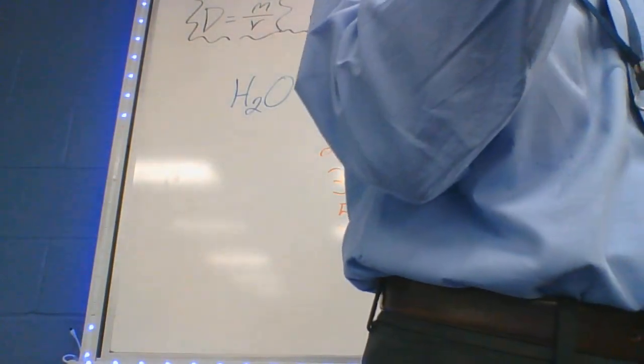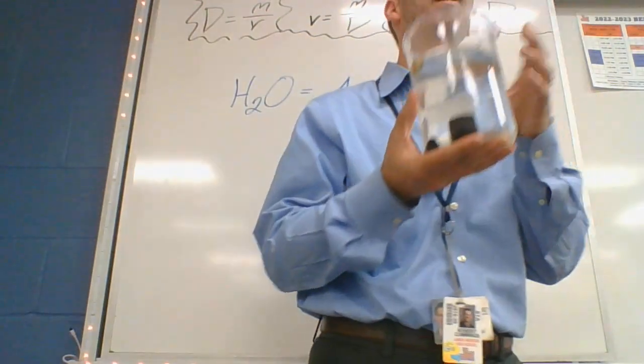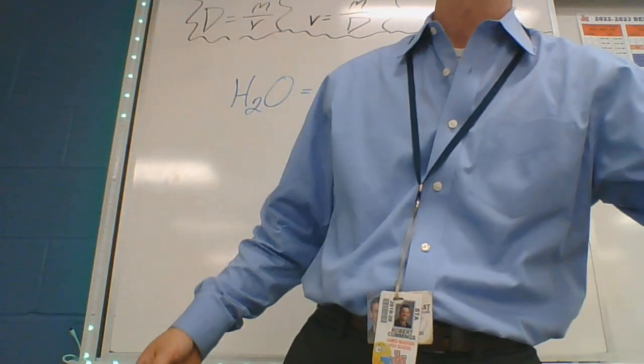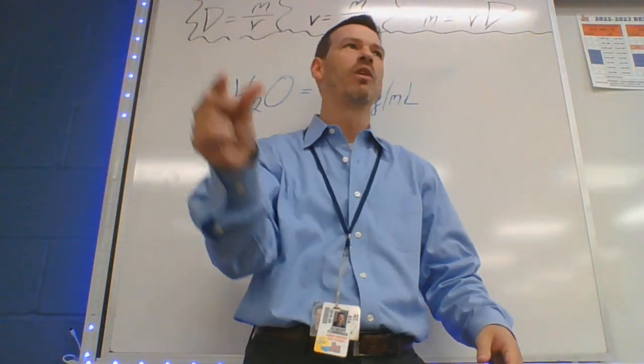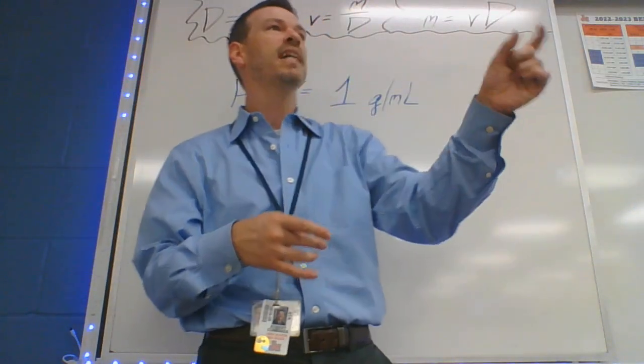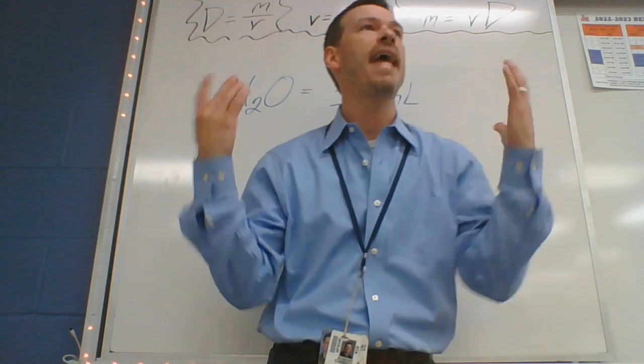Because density is intensive, right? This is the reason why if you've ever been hanging out near a river and you see a twig float down the river, and a few minutes later you see a tree float down the river, it's because if the twig is made of the same stuff as the tree, then they have to both float.